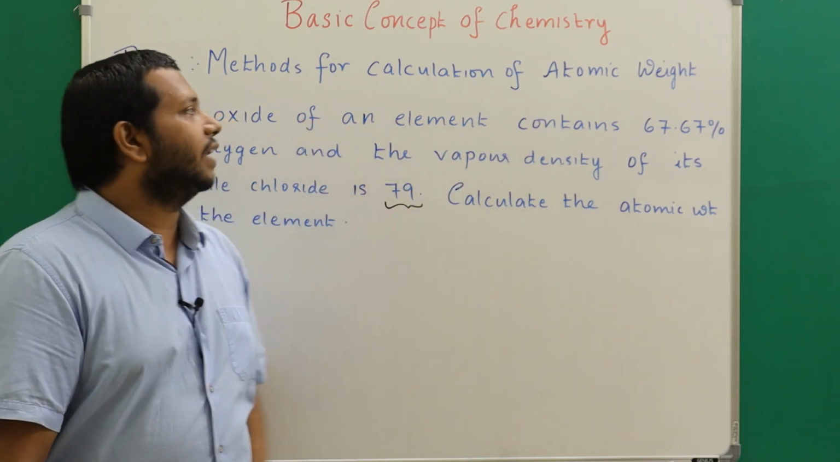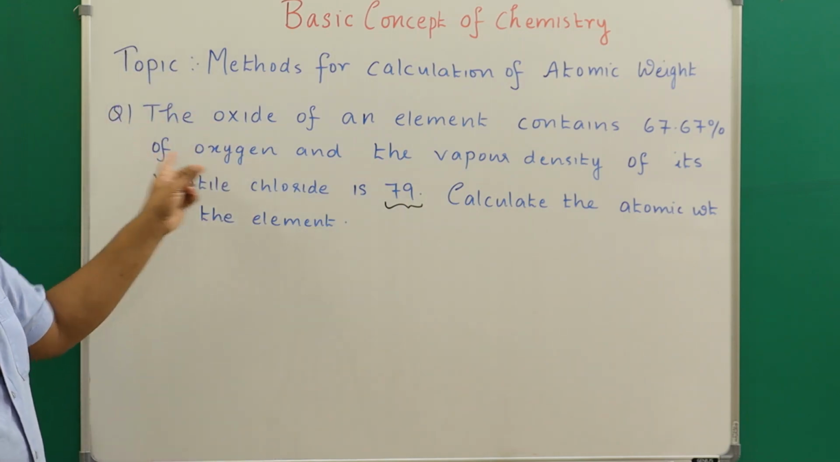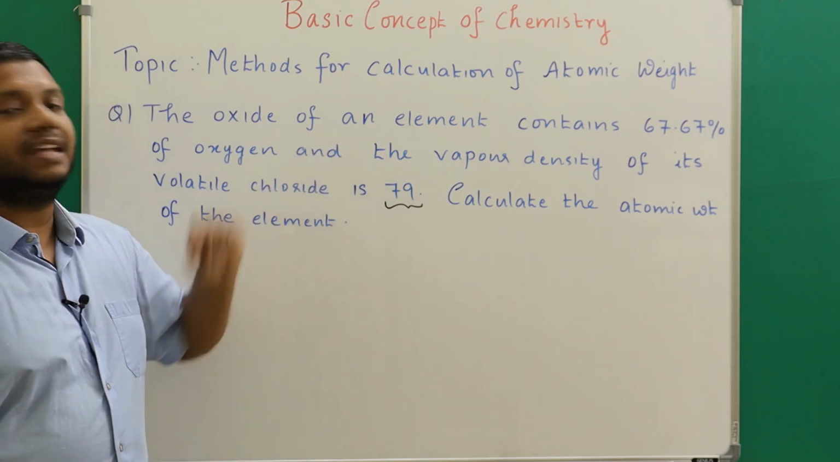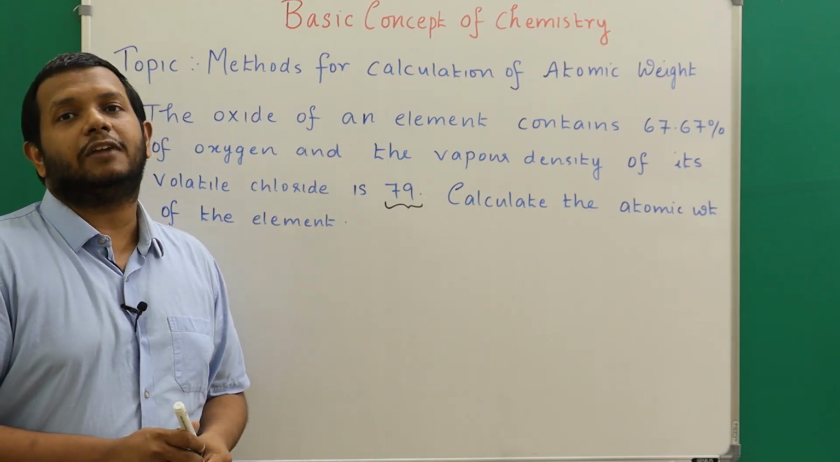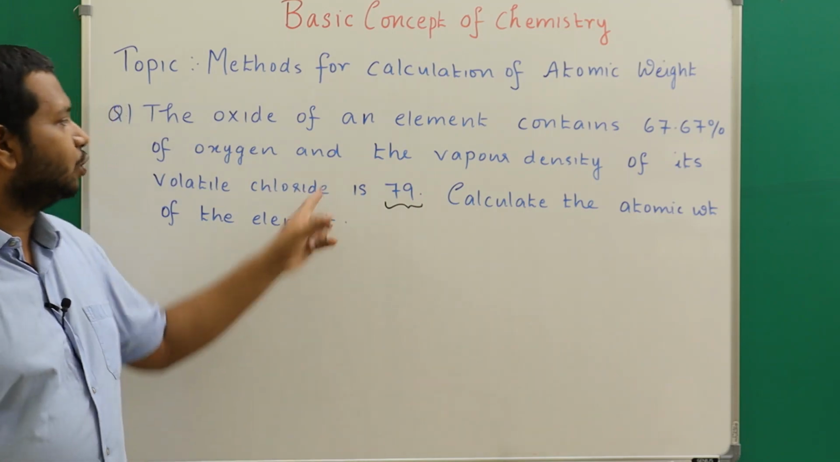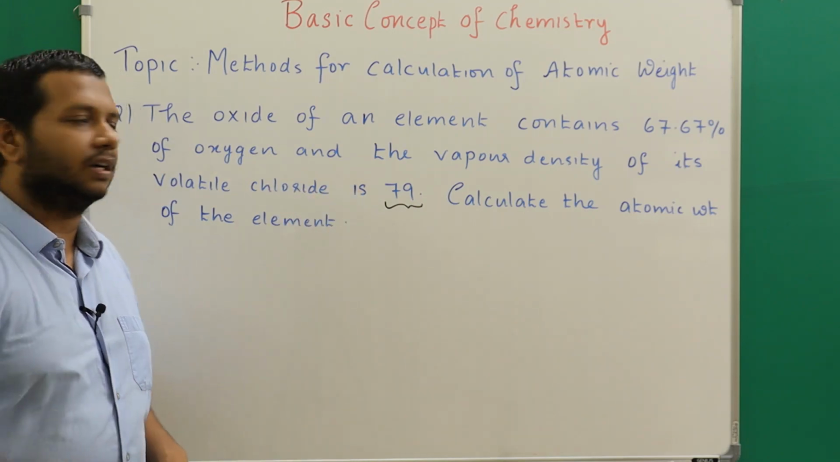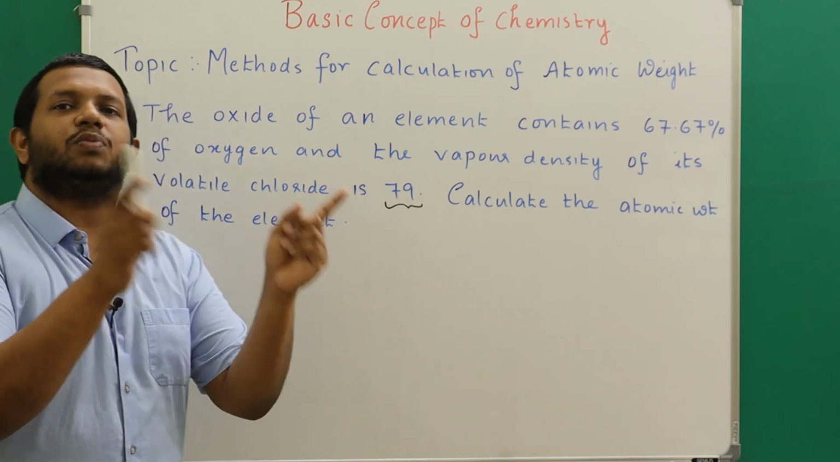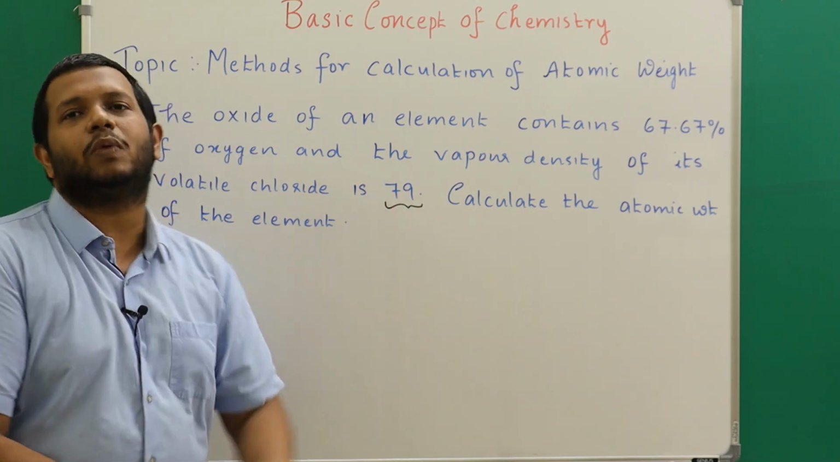The oxide of an element contains 67.67% of oxygen. So from this I know that I need to apply the oxide formation method to find out the equivalent weight. Then I should apply the volatile chloride method to calculate the valency. Then multiply the equivalent weight with valency, and you will get the atomic weight of the element.